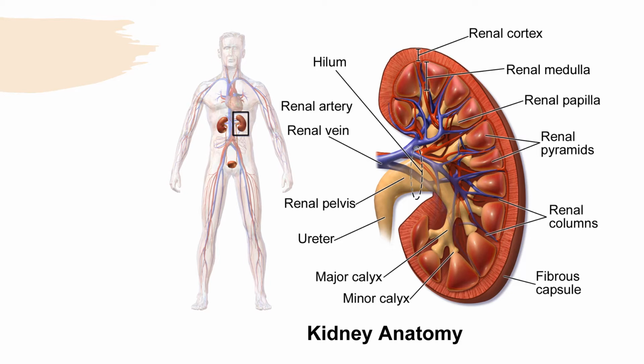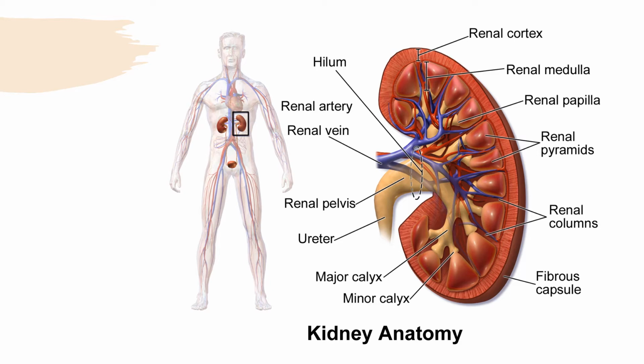As you can see, there's a renal pelvis coming off of the hilum, the opening, and that connects right to the ureter. Renal cortex is the thick outer layer of the kidney, and that is labeled, the top label here. And then the inner layer is known as the renal medulla.